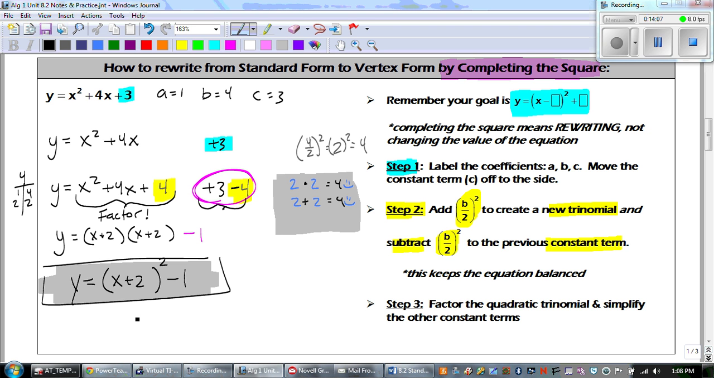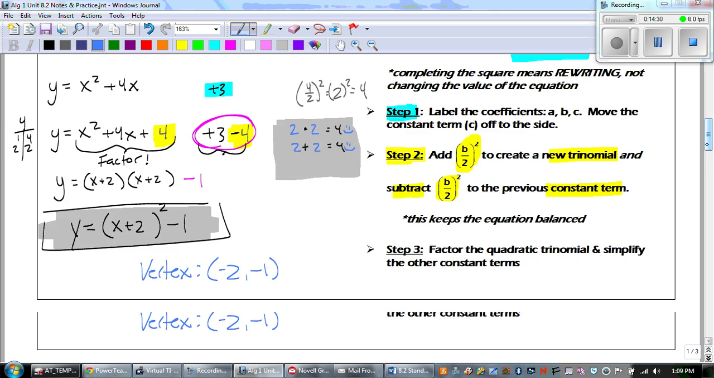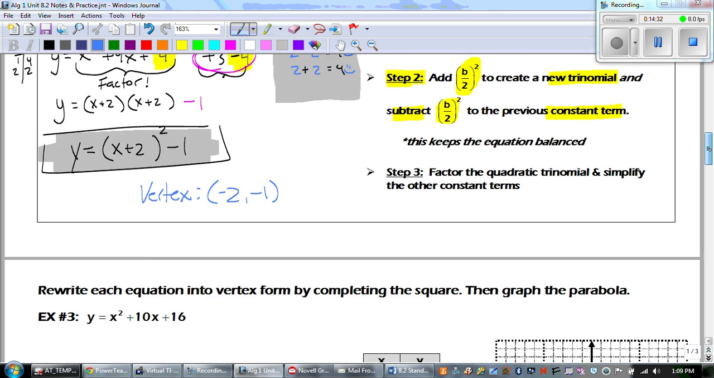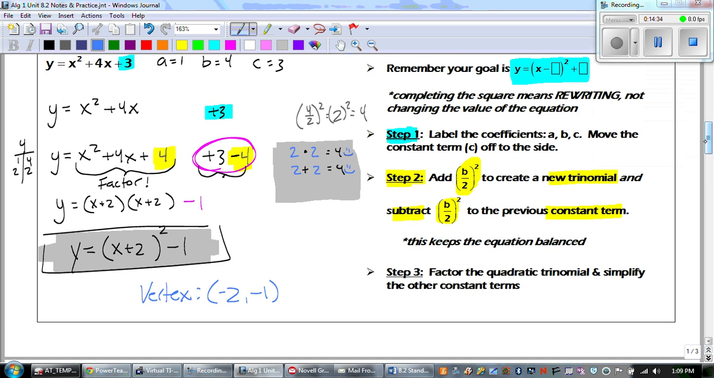And then what's our vertex? Our vertex is the point. Remember, we take the opposite of the number in the parentheses, and the other one stays the same. So it's (-2, -1). That's where we factored, and then, sorry, you guys can't see step 4, but step 4 was to write the equation in vertex form.